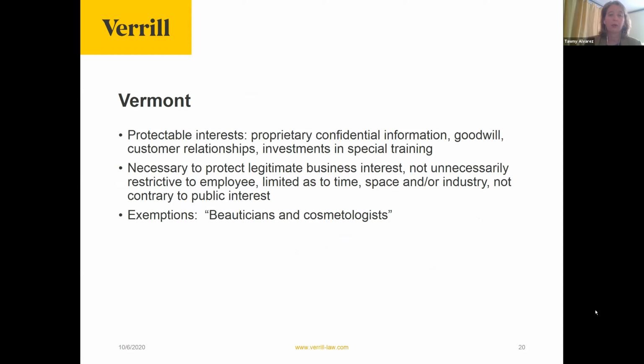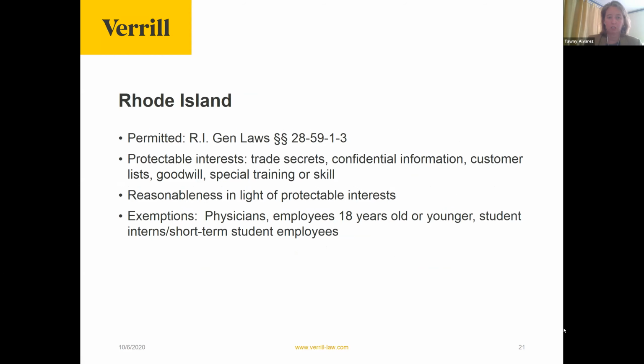In Vermont, we're not looking at a statutory provision, but we're going to take into account all the things we've previously discussed regarding legitimate business interests, not unnecessarily restrictive to the employee, and doesn't violate any public interest. In January 2020, Rhode Island passed a law regarding non-competes that's very similar to the Massachusetts law. In fact, it copies some of the language directly.